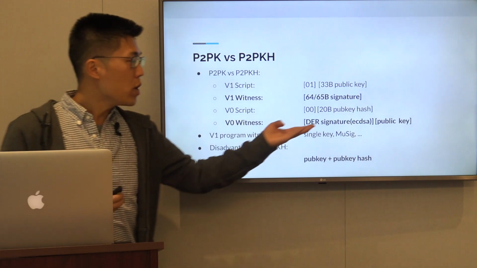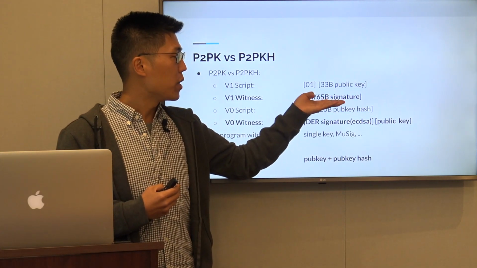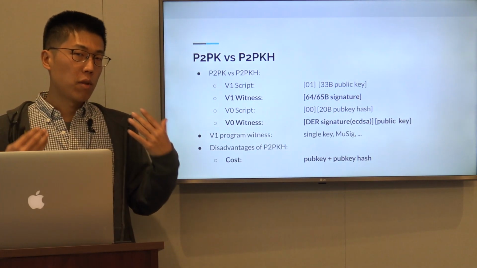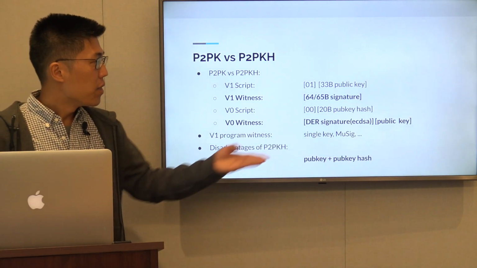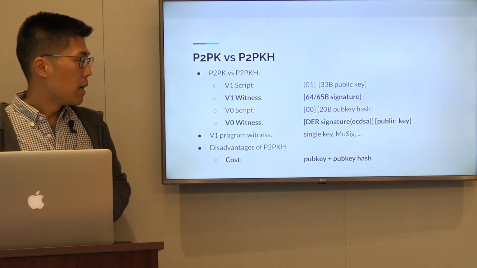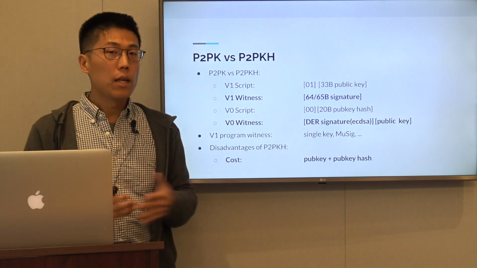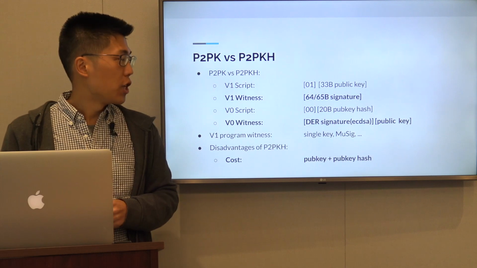So as you can see, the witness is significantly heavier than the witness that we have in version 1, and therefore this implies a higher spending cost for version 0. The public key that we use in version 1 can be a single key or a MuSig. This is entirely indistinguishable on-chain.